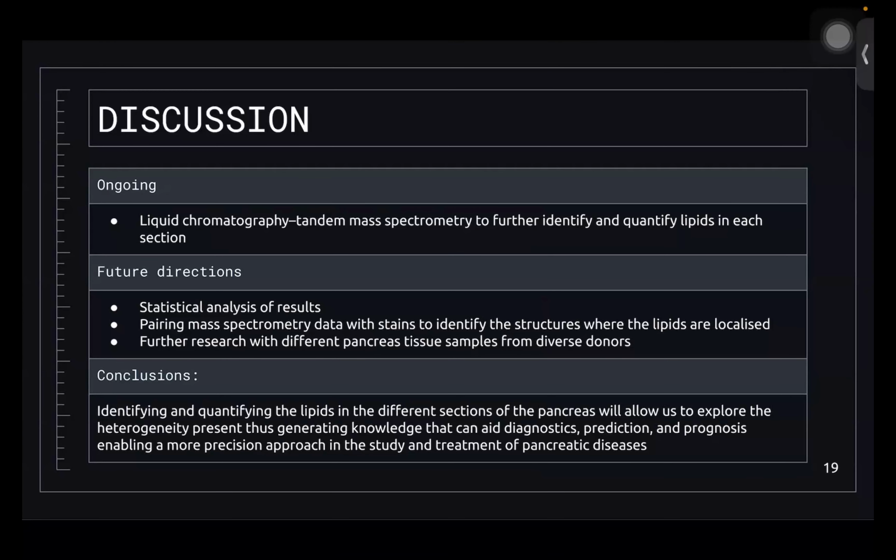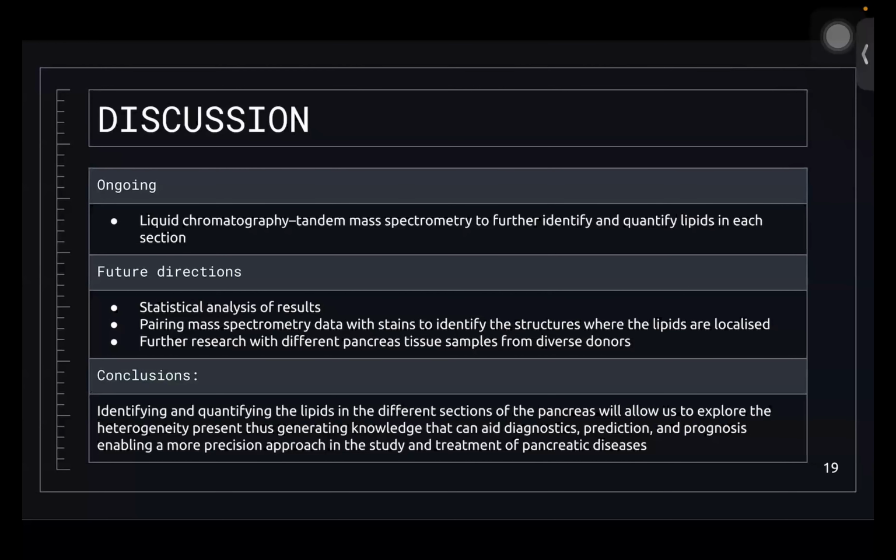I've given you all that, right? So what's ongoing is, hopefully I have one more week of this internship, so hopefully I can get to do liquid chromatography tandem mass spec to further identify and quantify the lipids in each section. And future directions: what's the statistical analysis of these results? The differences that I'm seeing amongst some of these lipids, are they statistically significant?